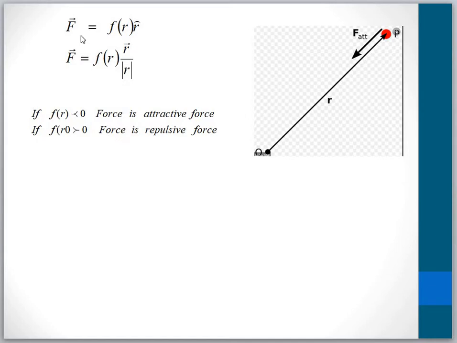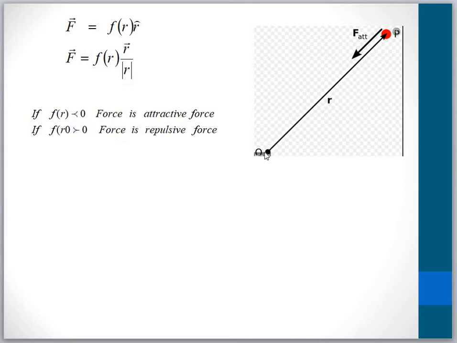So we can write central force F is equal to F of R into R cap. So what is R cap? Vector R divided by the magnitude of R is given by R cap. We already studied unit vectors in your +2 classes. So what is the expression for unit vector R cap? It is the vector R divided by the magnitude of R. So F can be written as F of R into vector R divided by the magnitude of R. So this is the expression for central force.